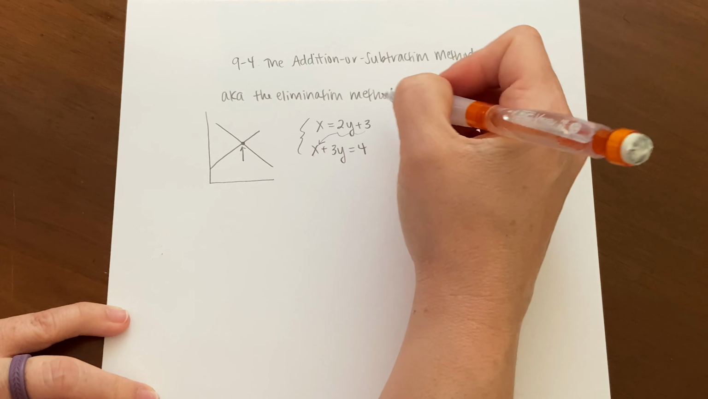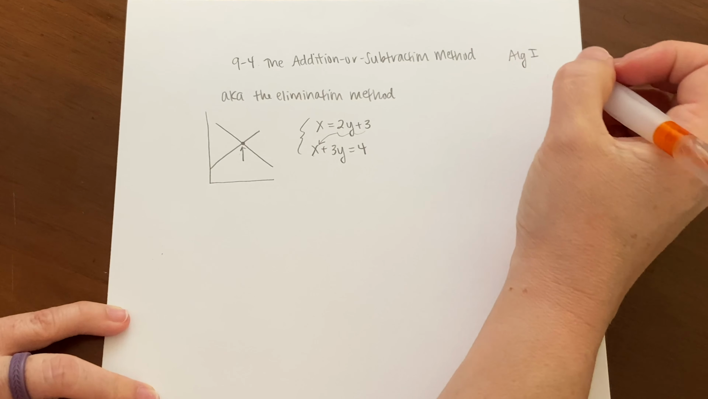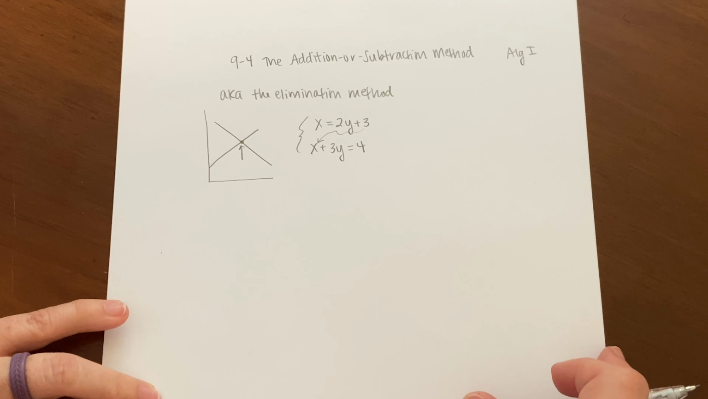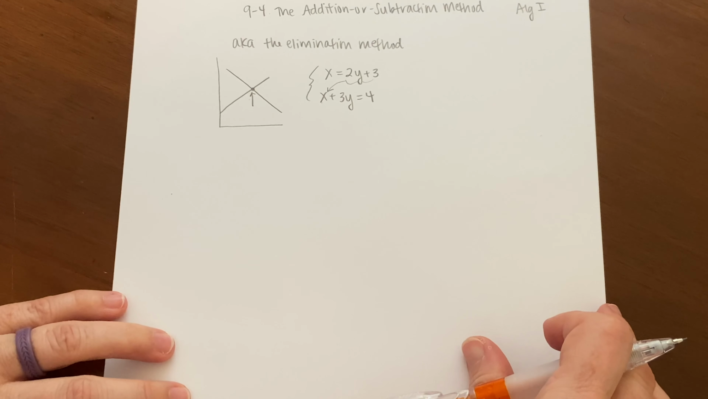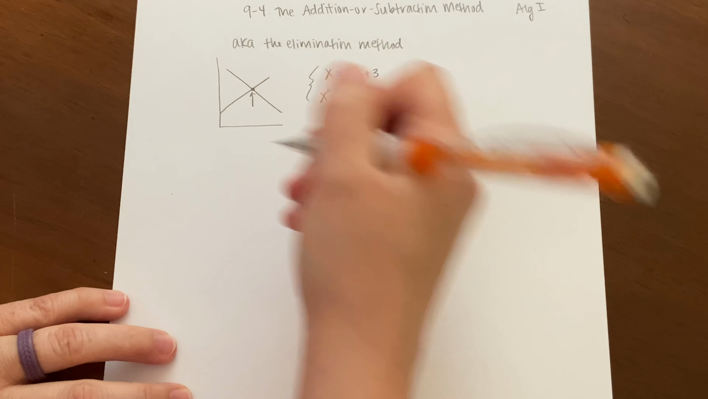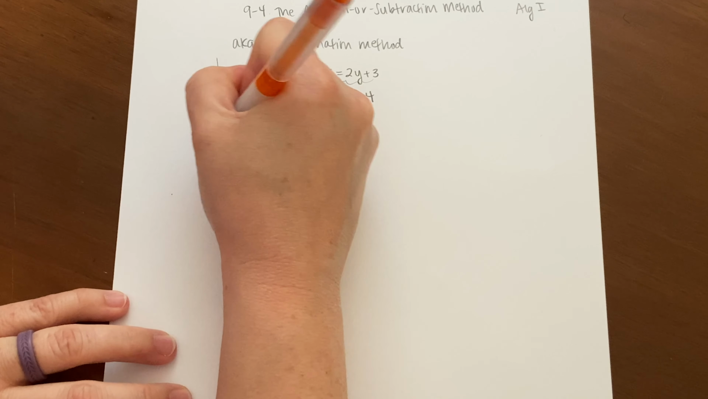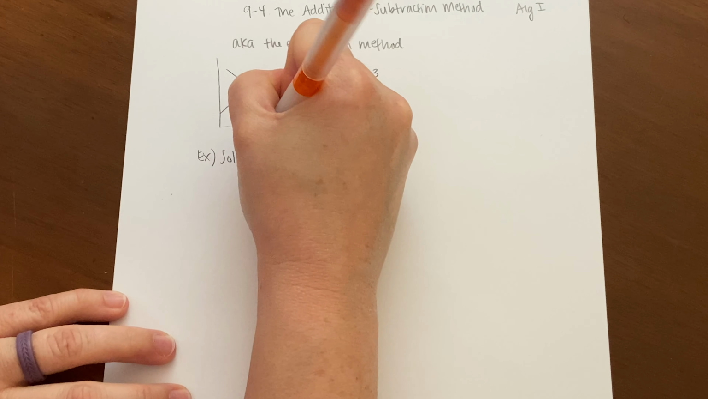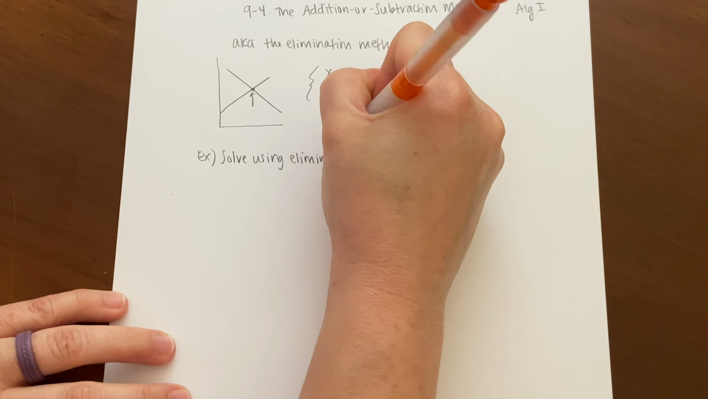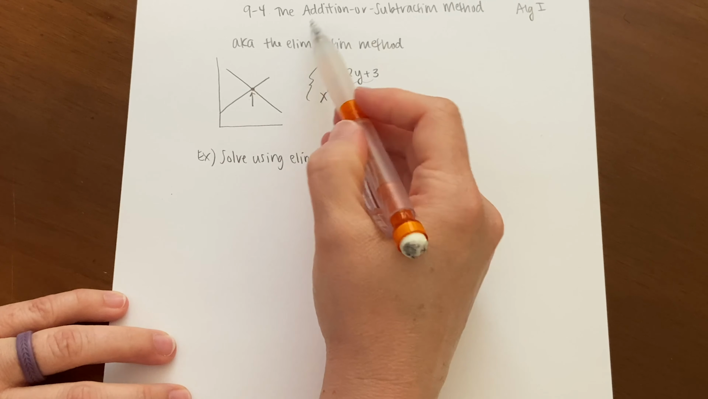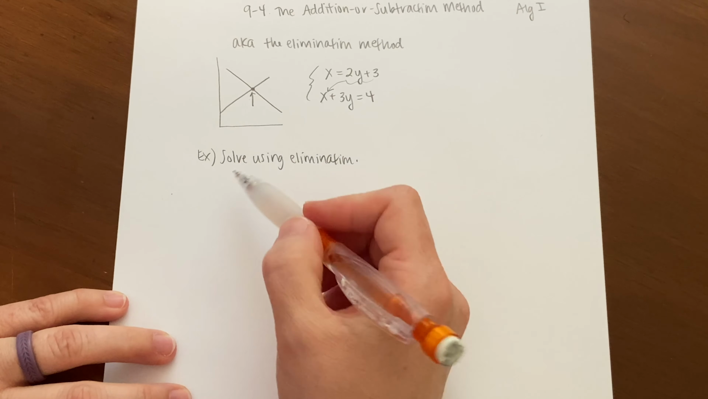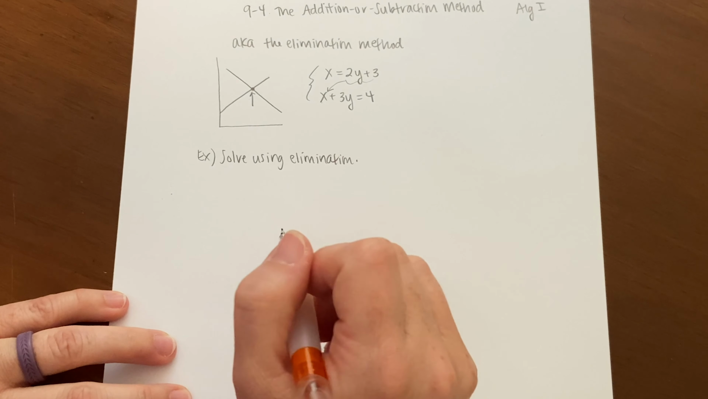Today we're going to look at the elimination method. This is my favorite method, and I think once you get the hang of it, you're going to like this one too. It tends to be nice and quick, especially once you get a lot of good practice. So we're going to solve using elimination. Remember, in your book, it will say solve using the addition or subtraction method. That's quite a mouthful, so I'm just going to shorten that to elimination.